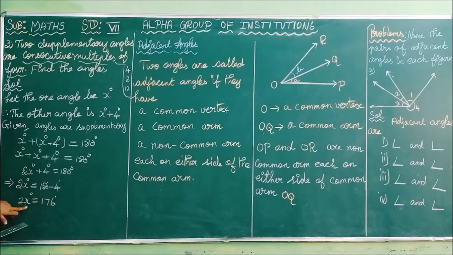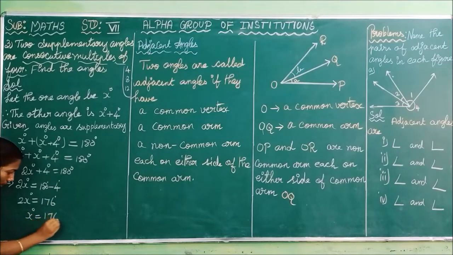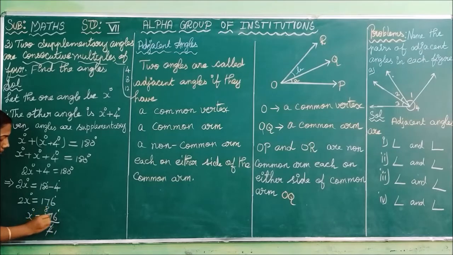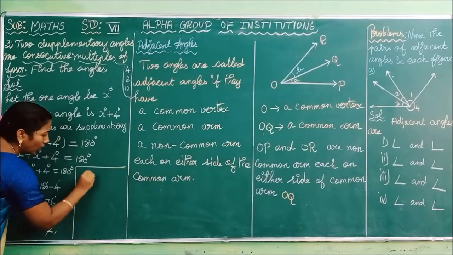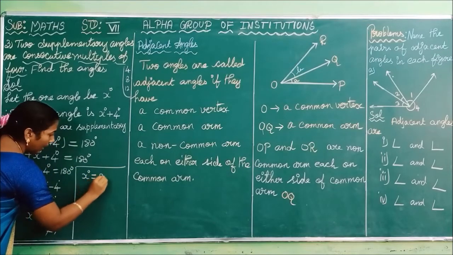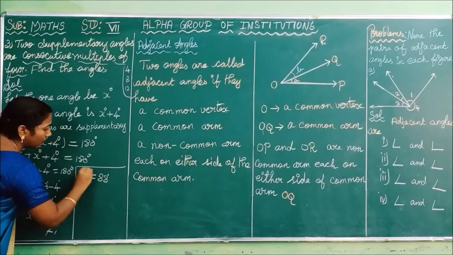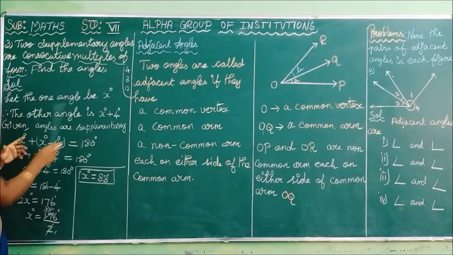We have to find the value of x. So x equal to 176 by 2. Now we have to cancel the 176 by 2. So 1 2 is 2. 8 2s are 16. Remainder 1. 8 2s are 16. So x equal to 88 degree. Thus we have found out one of the angles.